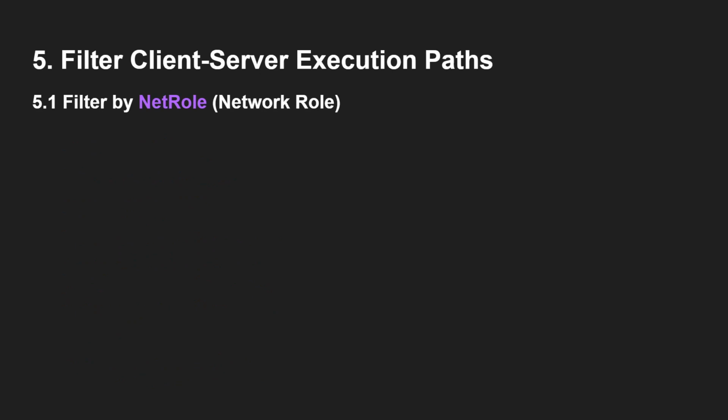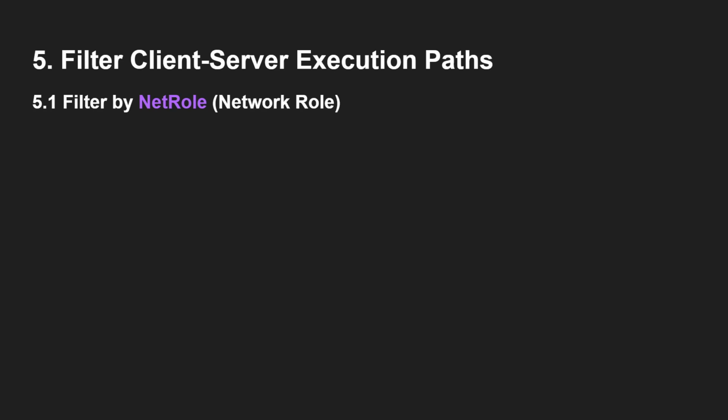Filter client-server execution paths. This tip comes from the fact that we have events that run both on the server and on the client natively. For example, one of the events that you use regularly is begin play. Begin play runs on both server and client for the simple reason that, say we have an actor that is replicated, spawned on the server and replicated to clients. This kind of actor will exist on both the server and the client, and begin play will fire on both because event begin play fires after the actor is spawned.